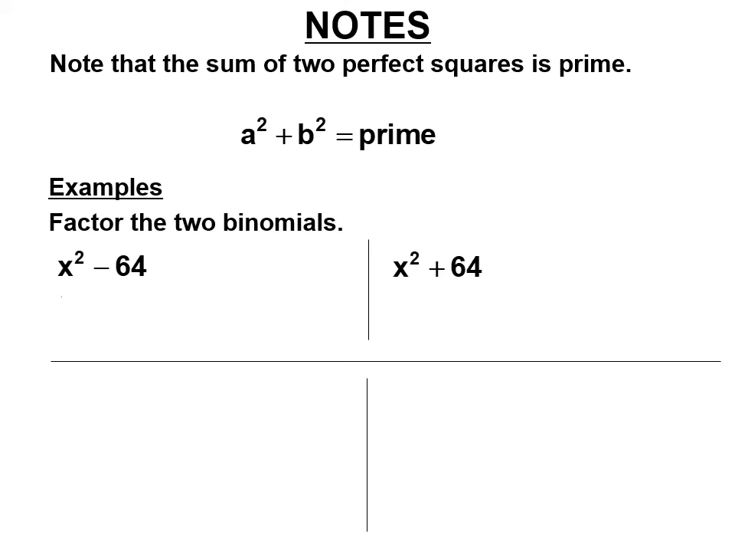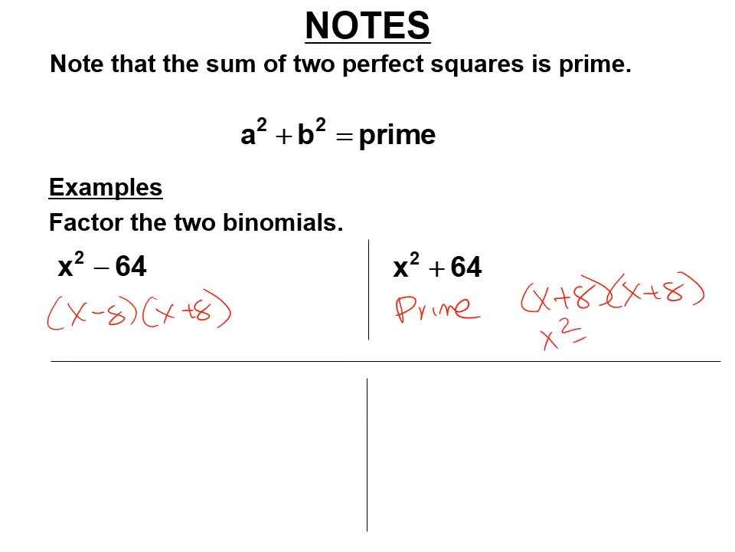So let's look at this, right? This is x minus 8 and x plus 8. This is nothing. This is prime. And the reason it's prime, if I put this on a test, some of you will say x plus 8 times x plus 8. But that makes x squared plus 16x plus 64. It doesn't make that, right? So that's why it can't be x plus 8, right? Please. That one on the right is prime.